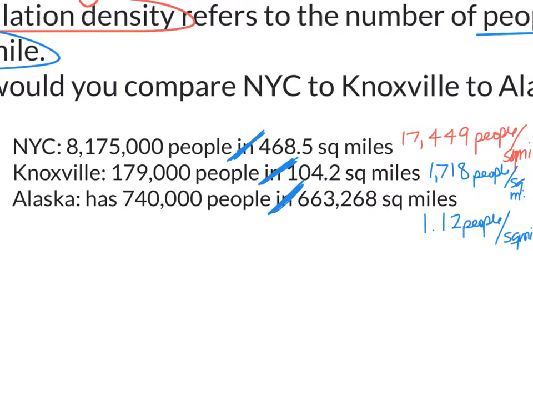So when we talk about population density, this shows you that clearly New York City is a lot more heavily populated per square mile than Knoxville, and Knoxville is definitely more populated than Alaska. It just talks about how spread out or how condensed people are. Let's look at another example.